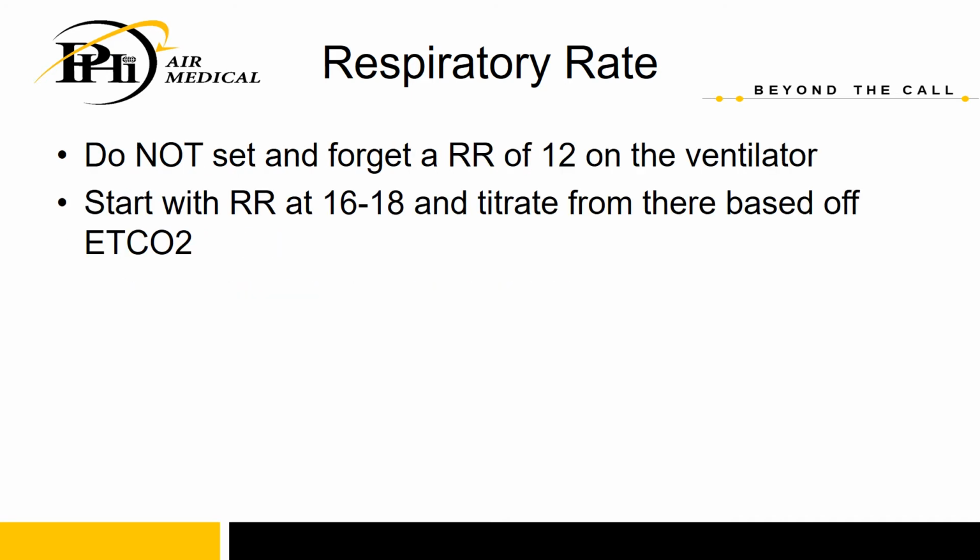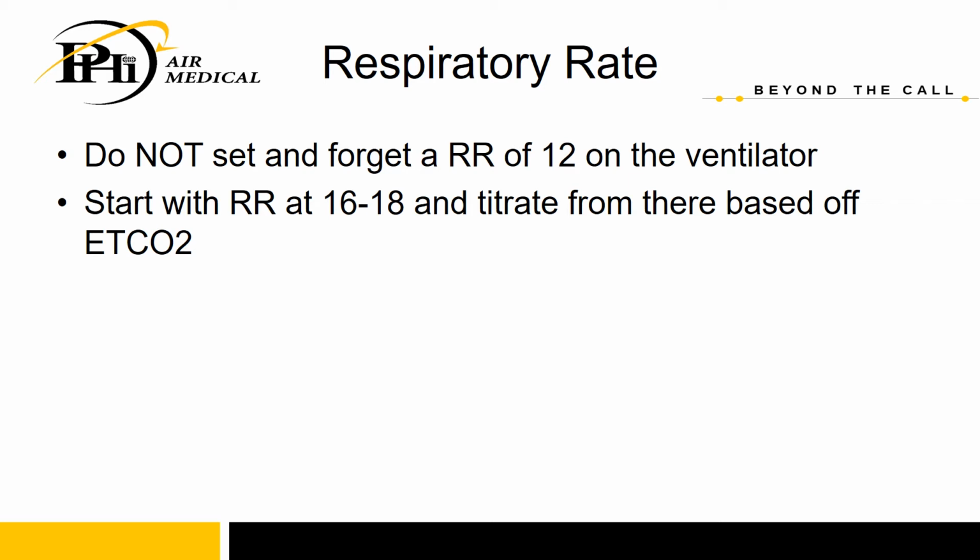So do not set and forget that respiratory rate of 12 on the ventilator. It is kind of the standard starting setting for many rural hospitals. It causes severe hypercapnia. Your patient oftentimes will feel like they're drowning, so they're very difficult to sedate, and it also increases the amount of pain and discomfort that they're feeling from the ventilator. So we need to be setting a respiratory rate of 16 to 18, and we're going to titrate from there based off of our end-tidal CO2.